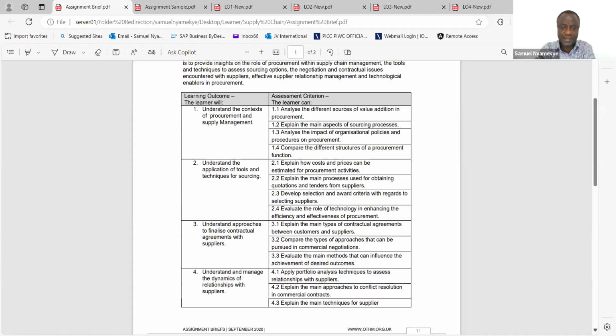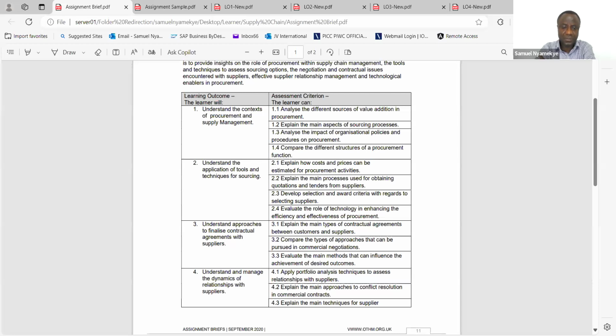Then finally, on that session, to be able to evaluate the role of technology in enhancing the efficiency and effectiveness of procurement. The third learning outcome was for us to understand the approaches to finalize contractual agreements with suppliers. And under this, we're supposed to look at the main types of contractual agreements between customers and suppliers, then to compare the types of approaches that can be pursued in commercial negotiations.